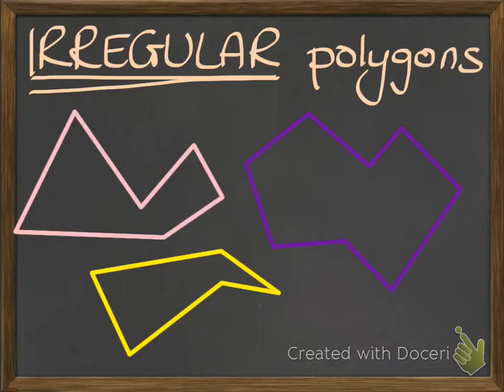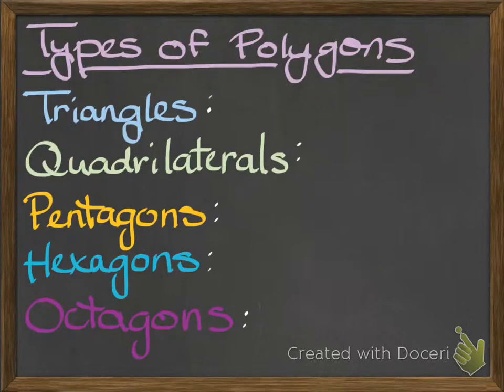Okay. Irregular polygons are still polygons because they have straight sides and they are closed and they are flat shaped, but they're irregular because the sides and the angles do not have matches. So there are some examples of an irregular polygon. And I'm sure that you're already familiar with lots of different types of polygons. So here are some of the most basic and some that we will be using quite often.